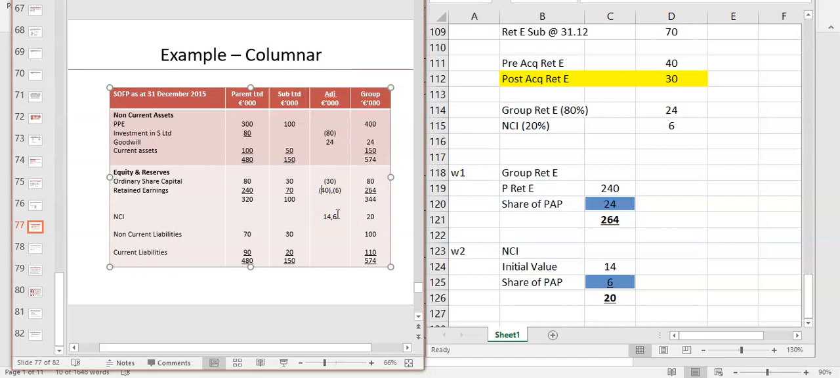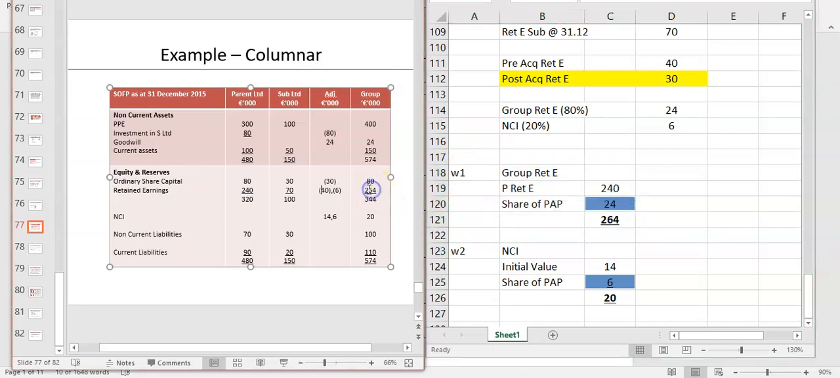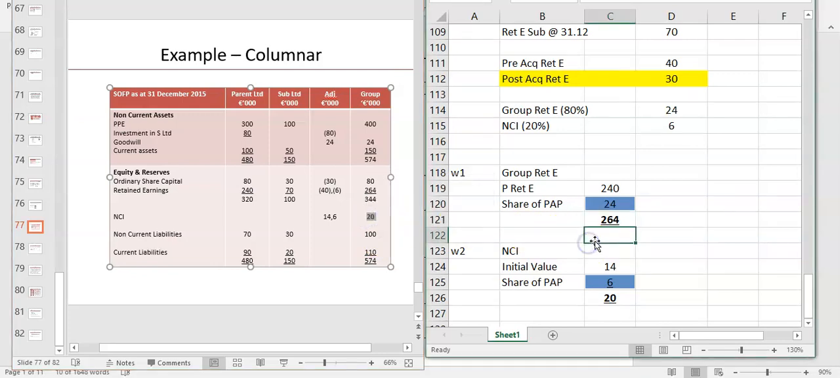When you start going on to longer exam questions, you're better off taking it off, putting it as a separate working, and just slotting in the final figure, the 264 there, and the 20 there. And that's where all the marks are going. In a consol question, there's a huge bulk of marks for calculating goodwill, group retained earnings, and NCI, because that's where the majority of the adjustments are as well. So make sure you go back and practice those.